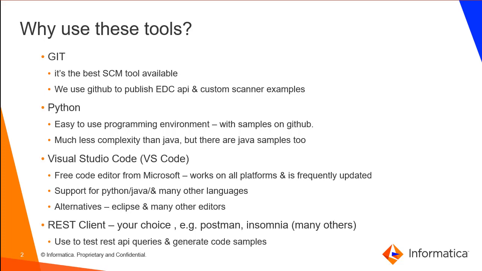And the last thing is a REST client. You can choose, but ones that I put here as an example are Postman and Insomnia. There's many others. The reason I like those two is that you can not only test queries against the API, you can generate code examples for a variety of languages too. So I find that quite useful. In the examples that I may show, I'll probably use Insomnia, but really Postman and Insomnia have very similar functionality.